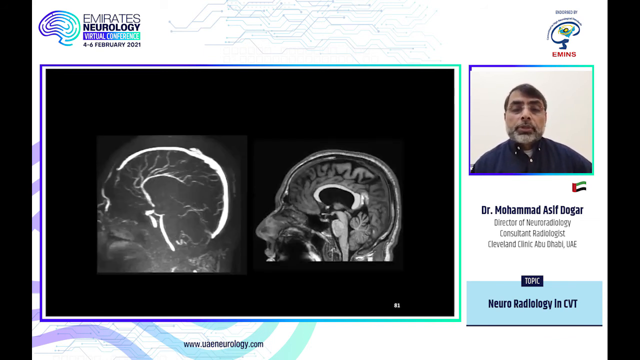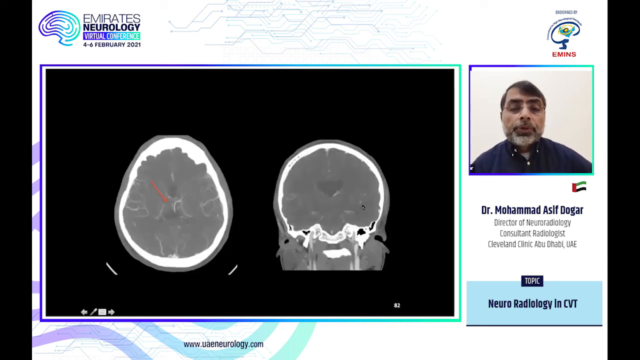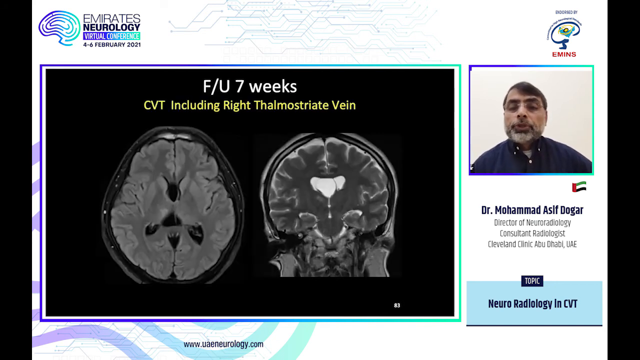And here you can see there is a non-opacification of the vein of Galen, straight sinus. On the pre-contrast T1 here, you can see hyperintensity. Even on the CTV, you don't see the opacification of the right thalamostriate vein. You see the opacification on the left. Same thing here, you don't see this vein on the coronal image, you see the opposite side. And they treated with heparin, and on the follow-up, you can see almost the findings are resolved. So it's kind of a strange unilateral presentation with one side thalamostriate vein thrombosed.